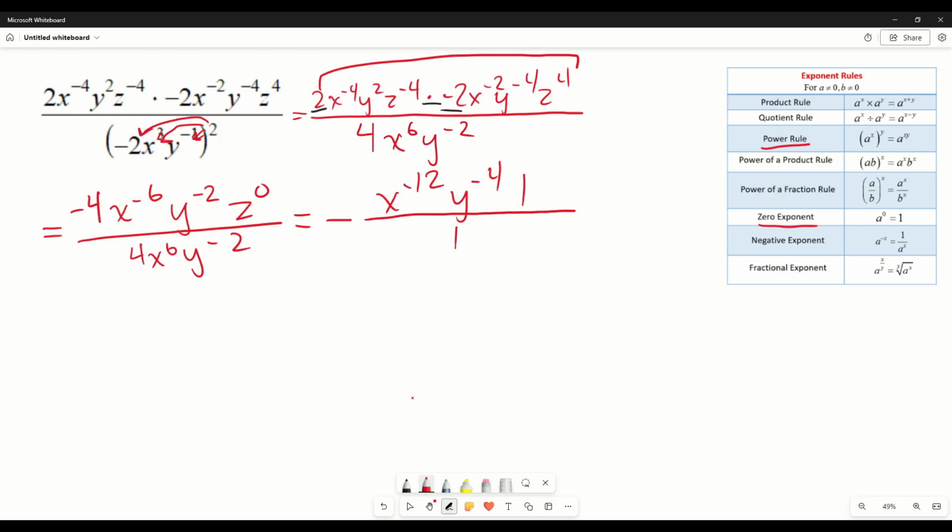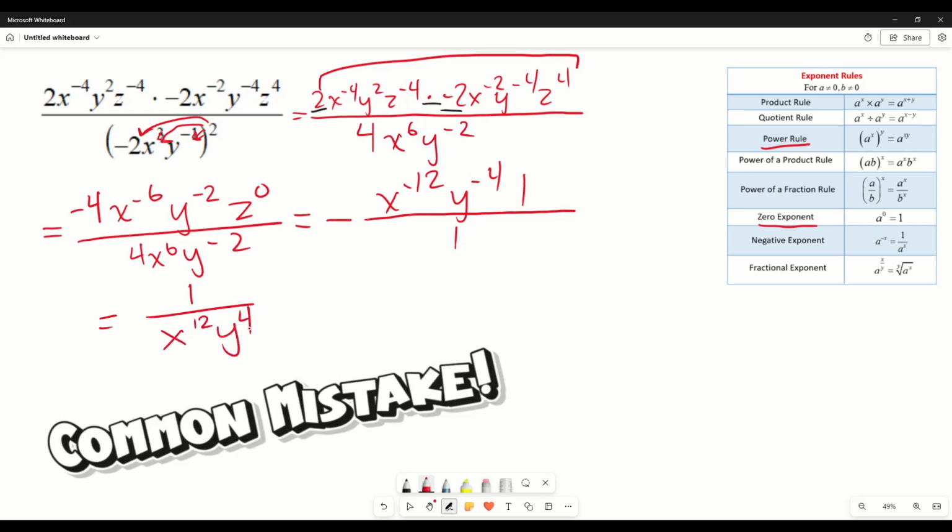Doesn't matter. But I just put the 1 in the denominator because I'm going to be moving the x and y because they have negative exponents. We're going to be using the negative exponent rule where we have any variable to the negative exponent. We could bring them in the denominator. If they're in the denominator, we bring it in the numerator. Since x and y have negative exponents, we could bring them in the denominator since they're in the numerator. So we're left with 1 over x to the 12th times y to the 4th.